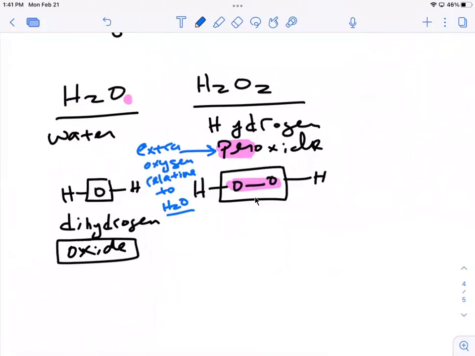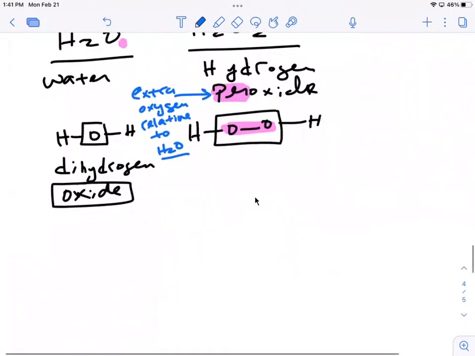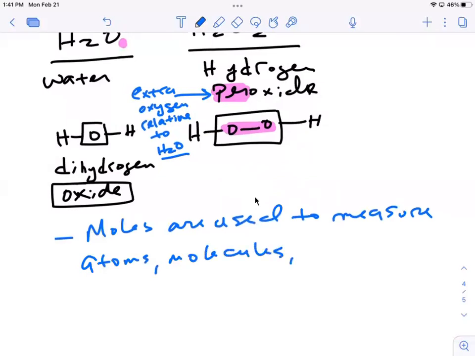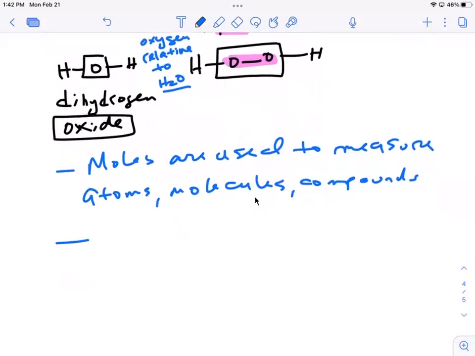They have the same atoms, but they have them in different ratios and different amounts. So they're two different compounds. The way that we measure atoms and molecules and compounds is we measure them in moles. So I use moles to measure atoms, molecules, compounds, and the mole will tell you the exact number of atoms or molecules in a bulk sample.